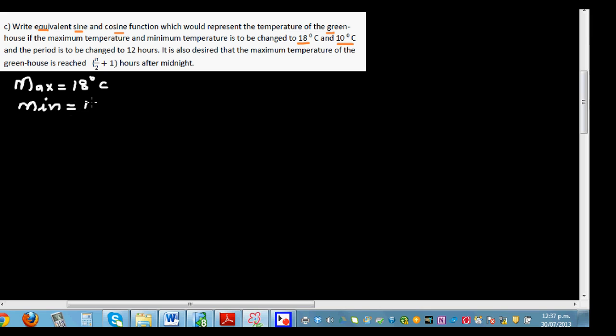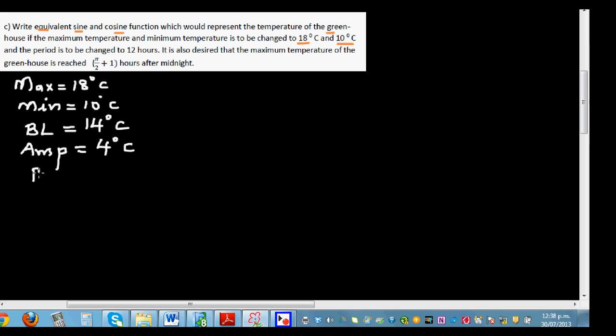From these two facts, you can find the baseline. The baseline or the middle line is the average of these, which is 14 degrees centigrade. And from this, the amplitude is the distance from the baseline to the maximum, or from the baseline to the minimum. The baseline is always halfway between maximum and minimum, so it is 4 degrees centigrade.